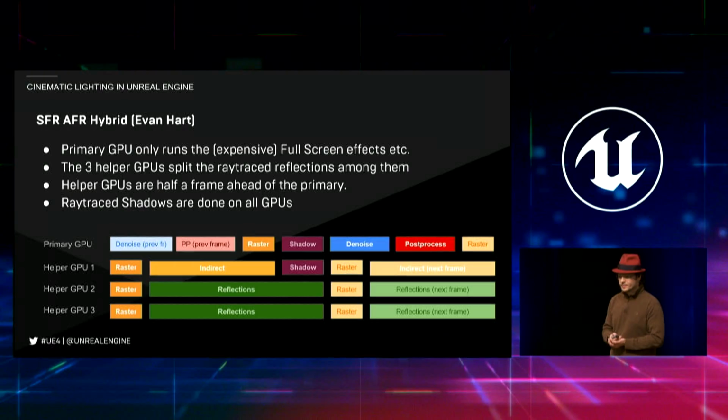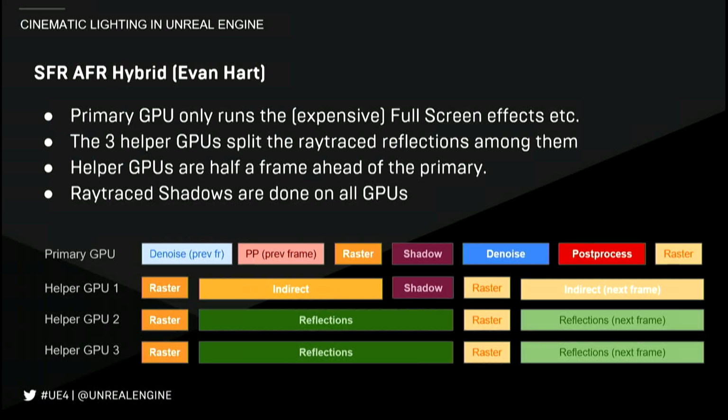But thankfully, Evan Hart came up with a better implementation. Here, the primary GPU only runs the expensive full-screen effect and shadowing. The rasterization is still duplicated, and the other three helper GPUs will distribute the ray tracing work amongst each other. They also run half a frame ahead so that they can nicely overlap with the denoising and post-processing.